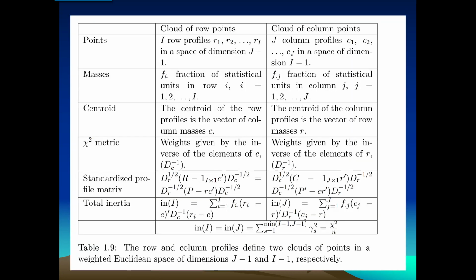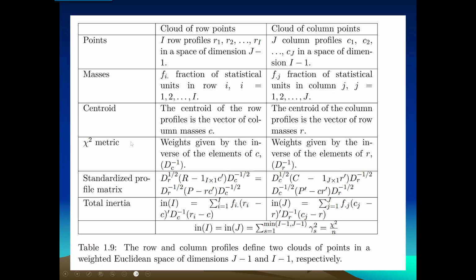So, there is a table which summarizes everything. We have capital I row profiles in the space of dimension capital J minus 1. The similar thing is for the cloud of column points. The masses are the importance of each row, and here you have the importance of each column. The centroid of the row profiles is the vector of column masses.